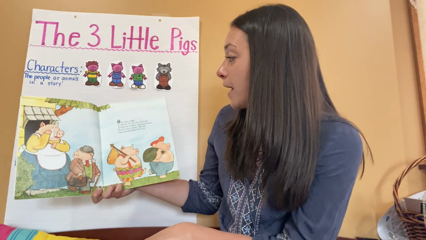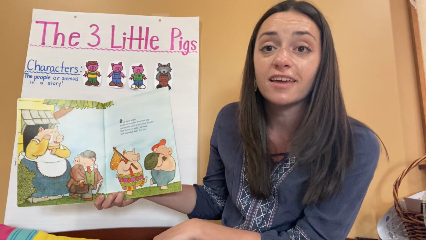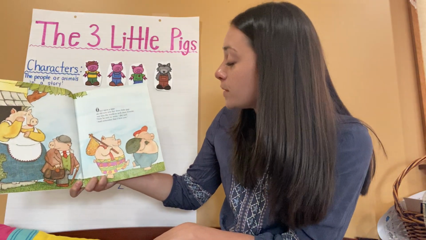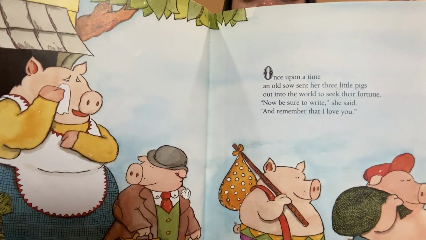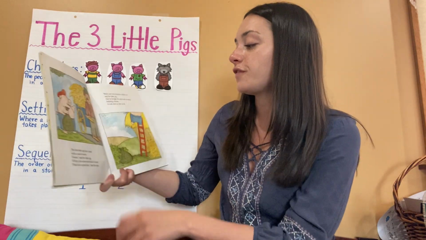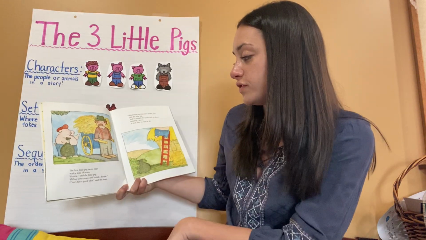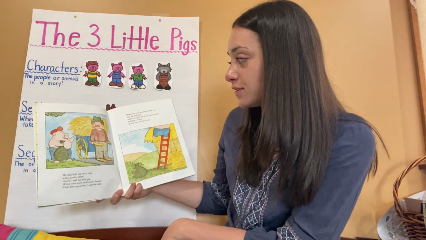Once upon a time, an old sow sent her 3 little pigs out into the world to seek their fortune. "Now be sure to write," she said, "and remember that I love you." The first little pig met a man with a load of straw. "I know," said the little pig. "I'll buy your straw and build a house."